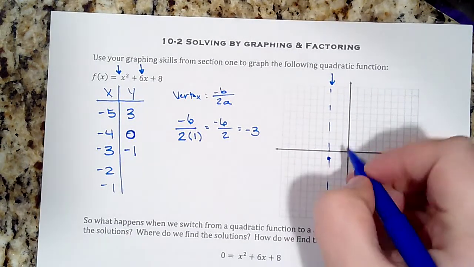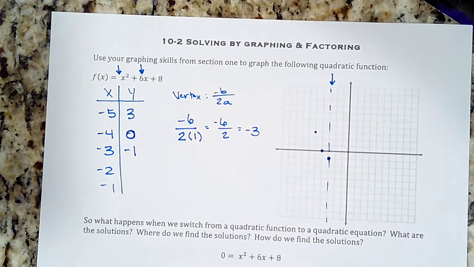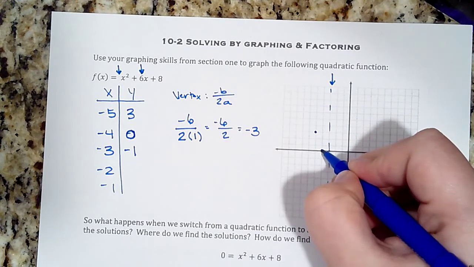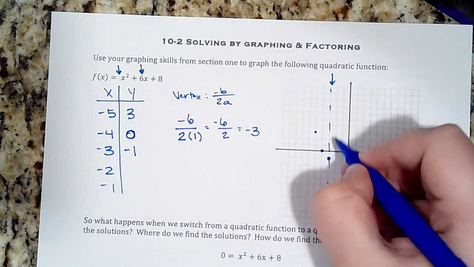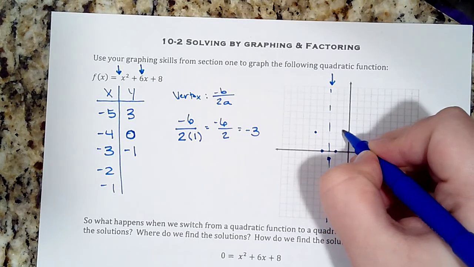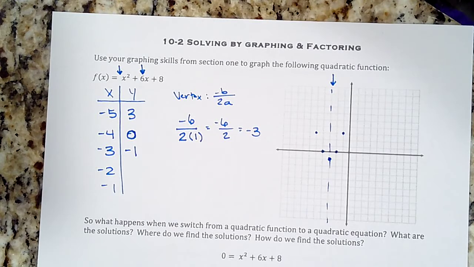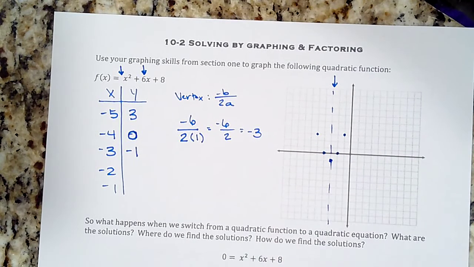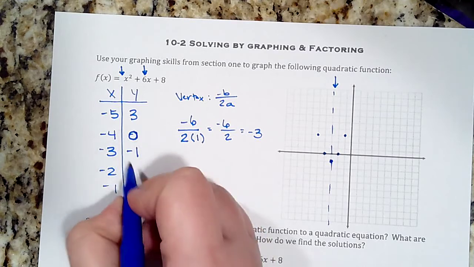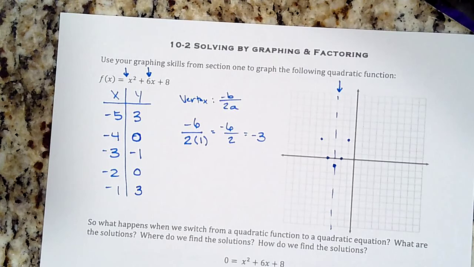And once I have those numbers, I like to go and plot them. So at negative 4, I have 0. At negative 5, I have positive 3. And if I know anything about predictions, it's that this axis of symmetry is going to give me a line to follow across to give me my other 2 points. So at negative 2, my value should be 0, and at negative 1, my value should be 3. When I plug those back in, I do see that they in fact work.